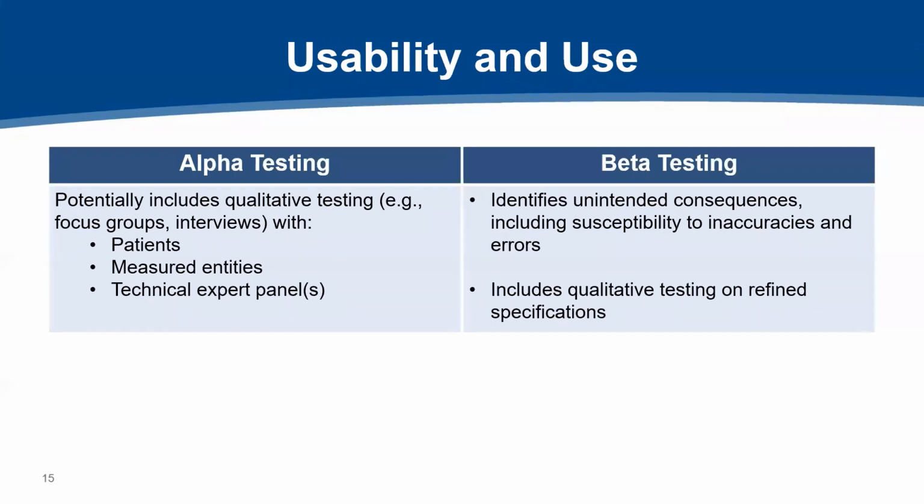So hopefully with this walkthrough of alpha and beta testing, you have a sense of the key differences between the two types of testing in terms of scope, timing, and purpose, and how they address measure evaluation criteria. But to further distinguish the terms, I'm going to just provide an example of testing activities that may occur under alpha testing and then under beta testing. So next slide, please.